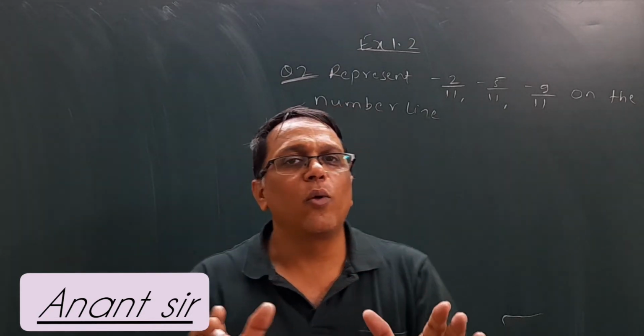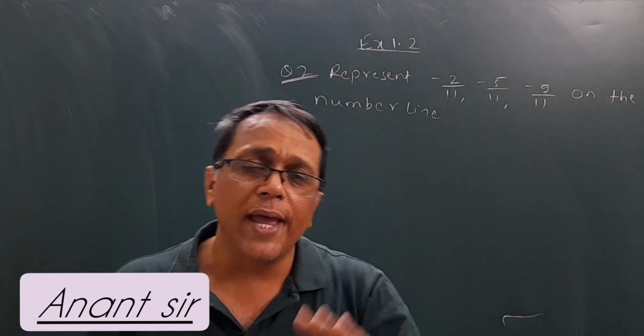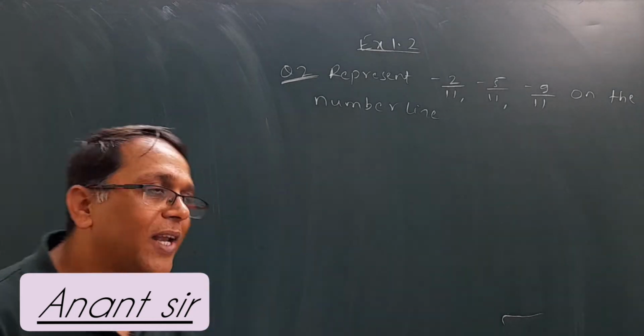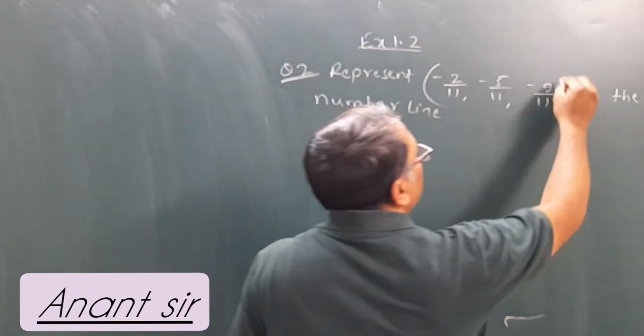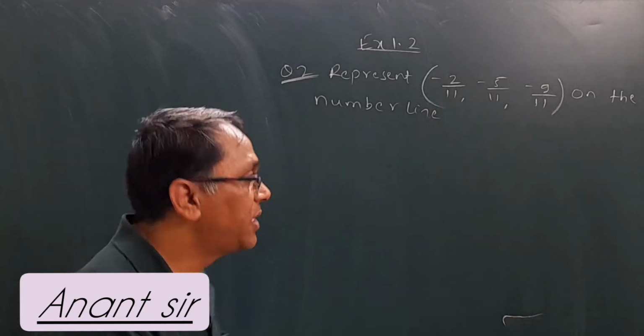In this video we are going to continue with exercise 1.2 and question number 2. In the previous video we have seen question 1 also. So let's continue now. We have to show these three numbers on the number line. It's a very easy question.